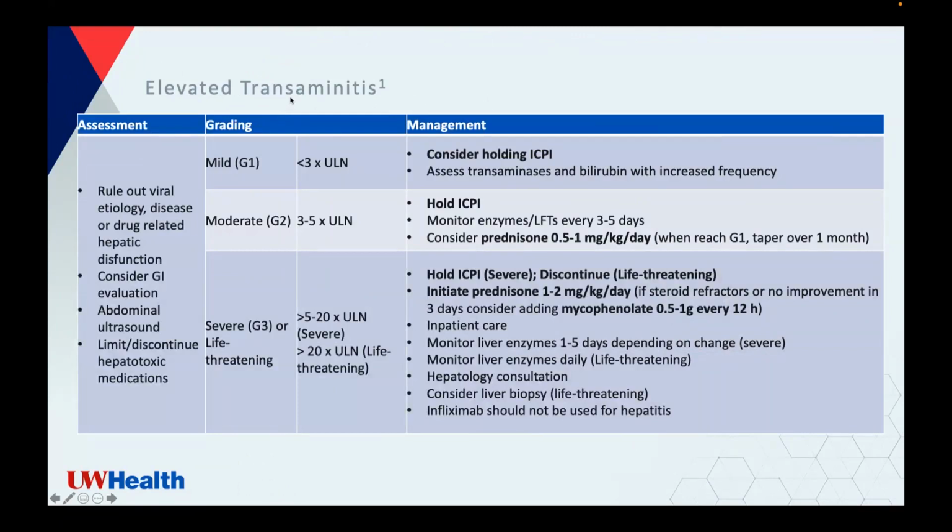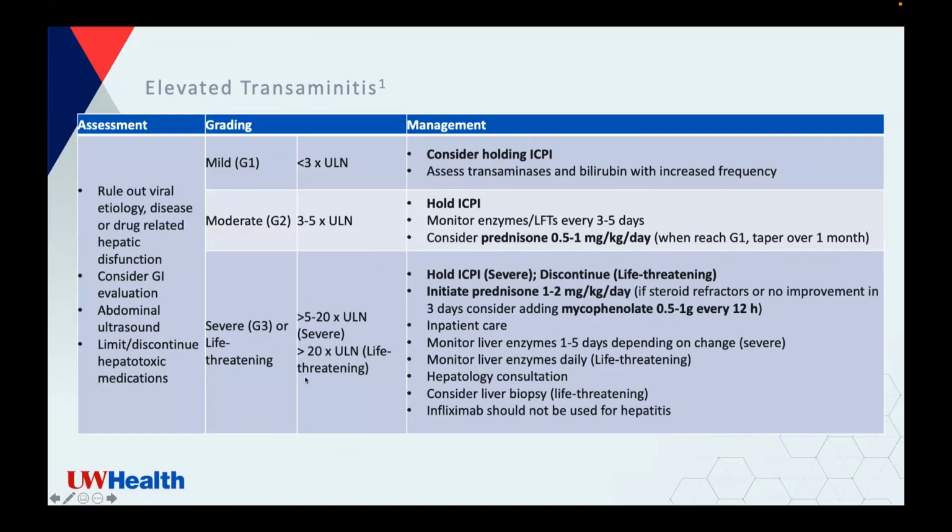And then we base what we do, our management, on how elevated they are. So they're less than 3 times the upper limit of normal. We can consider holding, but we're going to be monitoring their transaminases more frequently. If we're getting 3 to 5 times the upper limit, we're holding therapy. We'll monitor more frequently, and then we'll consider adding in steroids, prednisone 0.5 to 1 mg per kg per day until we reach back down to G1.